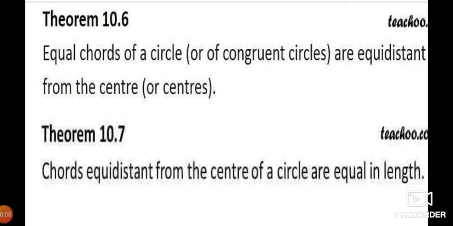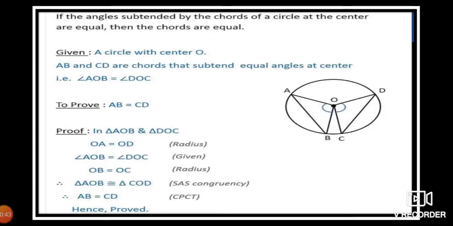Theorem 10.6: Equal chords of a circle are equidistant from the center. Yes, students, obviously. The given chords are equal, so they are equidistant from the center. Next, Theorem 10.7: Chords equidistant from the center of a circle are equal in length. This is also obvious, students. Because equal chords are at equal distance from the center, they are equal in length.